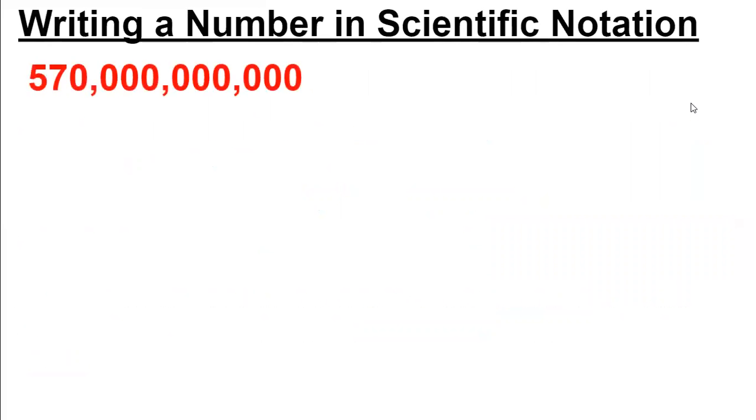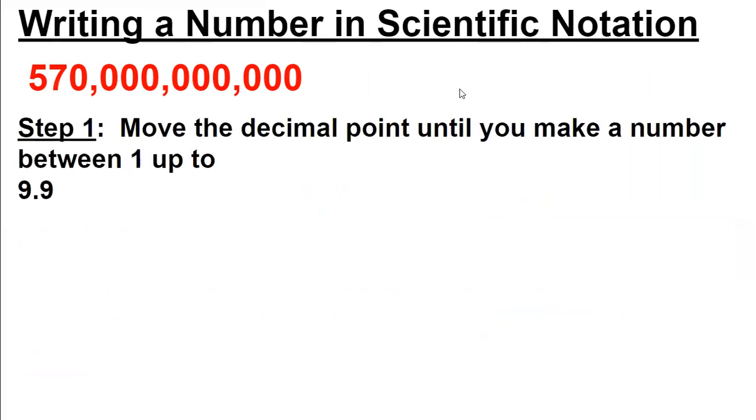Okay, this time we're going to write 570 trillion in scientific notation. Or is that billions? Ones, tens, hundreds, thousands, 10,000s, 100,000s, millions, 10 millions, 100 millions, billions. 570 billion, not even trillions. So 570 billion. Okay, step 1, move the decimal point until you make a number between 1 up to 9.9.